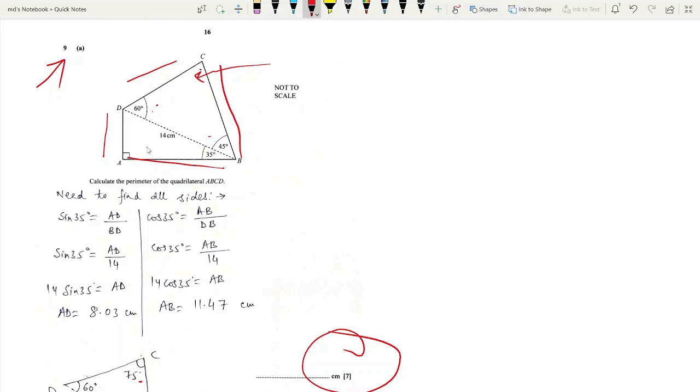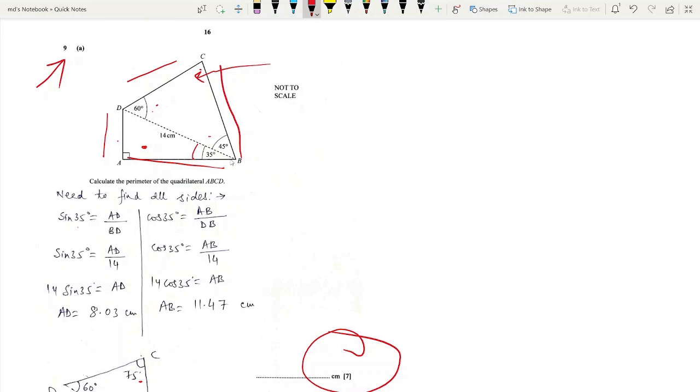Okay, so in this triangle, because the angle is 35, if I apply sine theta, which is opposite over hypotenuse, so AD over DB or BD, doesn't matter. So sine 35, I have written AD over BD. So sine 35, AD I don't know, I have to find that.